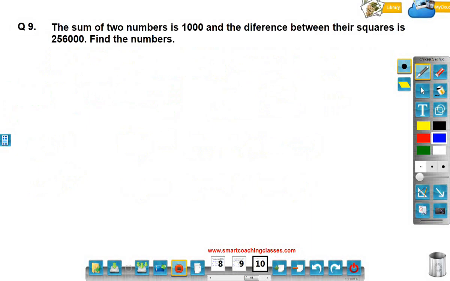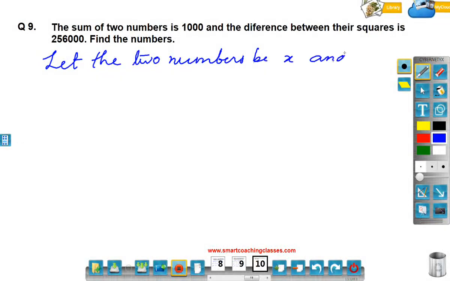The sum of two numbers is 1000. The difference between their squares is 256000. A very easy question. I don't think there should be any problem. Let the two numbers be x and y, x being the greater one.